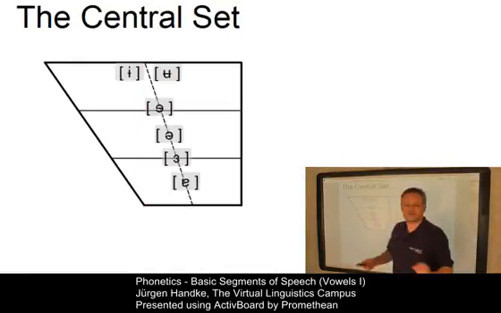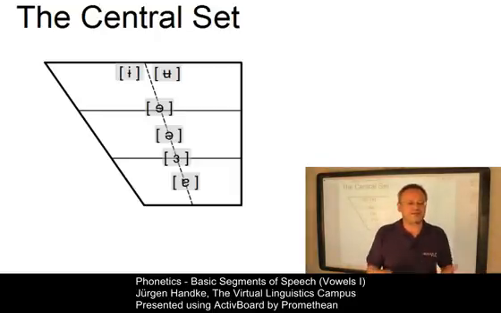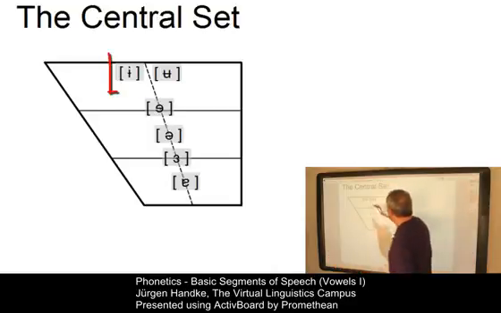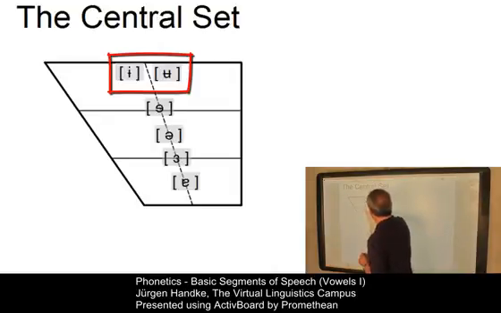The central vowels are extremely hard to produce. They involve an articulation between front and back, and the lips are in a neutral position. The main central vowels are here the two high vowels, mixtures between the front and back vowels, something like a fronted back vowel.